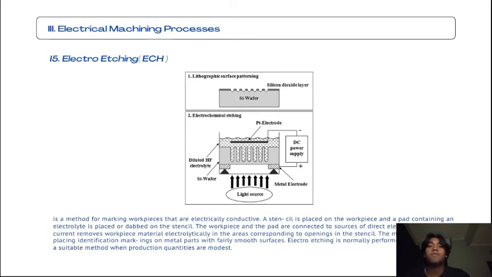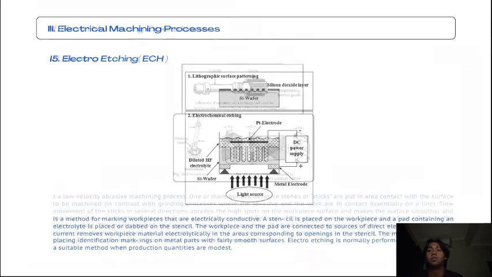So the current can remove workpiece material through electrolytic action in the areas corresponding to openings in the stencil. So the method is useful for placing identification markings on metal with a fairly smooth surface. Electro-etching is normally performed manually and is a suitable method when production quantities are modest.